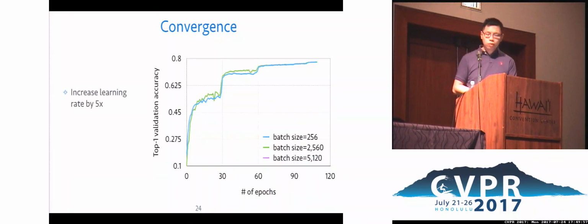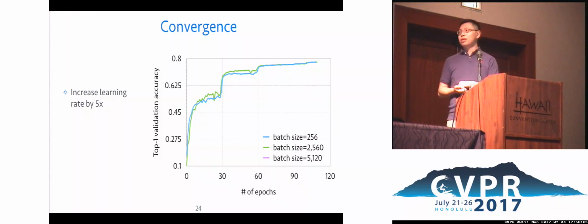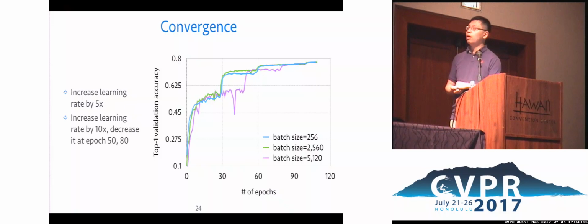Then, what happens if you want to increase the batch size by 10 times? What we find is that yes, it slows down a little bit, but if you increase the learning rate, then everything should be fine. So here, I increased the learning rate by 5 times. What happens if you want to go even larger batch size? Again, you can increase the learning rate by a larger value, and especially I keep a larger learning rate for a longer time. I reduce the learning rate at epoch 50 rather than 30. So finally, you will get the same result at the end.